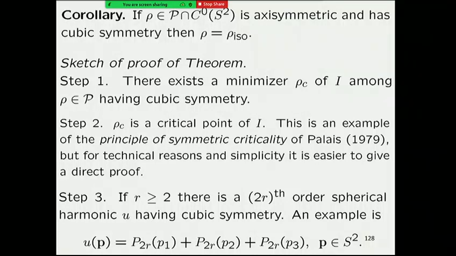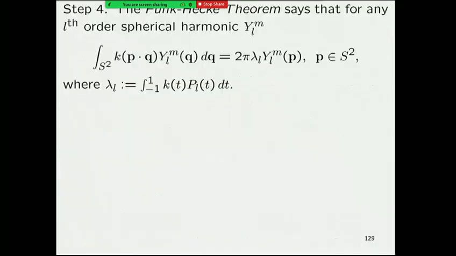So this is a spherical harmonic, and it has cubic symmetry because you can permute and change the signs of p1, p2, and p3. And now here's a very interesting theorem, the Funk-Hecker theorem, and it says that any nth order spherical harmonic is an eigenfunction for any rotationally invariant operator. So the integral of k of p dot q times any spherical harmonic is given by, well, and then it tells you what the eigenvalue is.